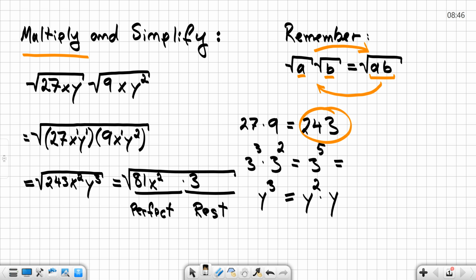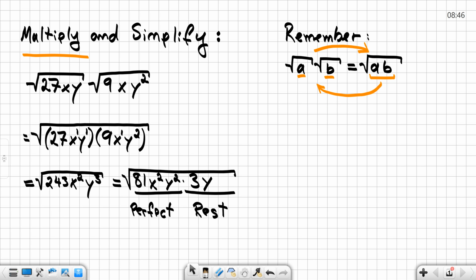Now look at this. These two, 81x squared y squared, multiplied with 3y, is still the same thing as 243x squared y cubed. We didn't really change anything. We just changed the look. We put the perfect squares first, and if we have something left over, we collect the rest as the last factor, the second factor. Because what I'm going to be doing now is what I've told you at the beginning.